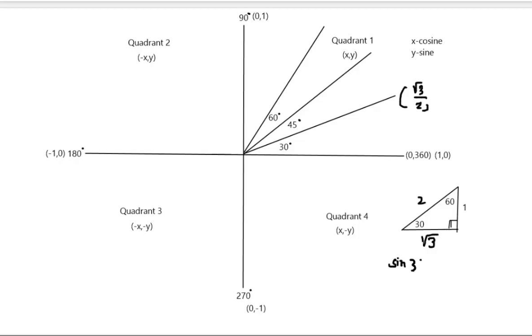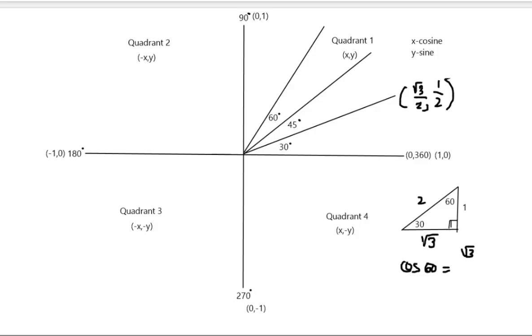So, let's find the sine 30 degrees. What is it? So, alam natin sine 30 degrees is opposite over hypotenuse. So, 1 over 2. So, dyan natin lalagay siya. So, yan yung sine 30 degrees. Okay, now. Let's find another angles. So, meron tayong 45 degrees dito. May 60 degrees.